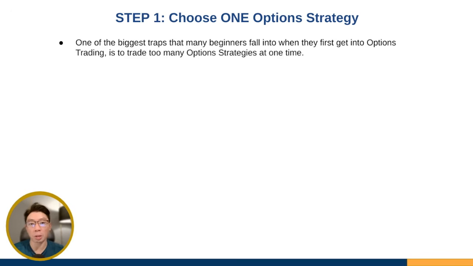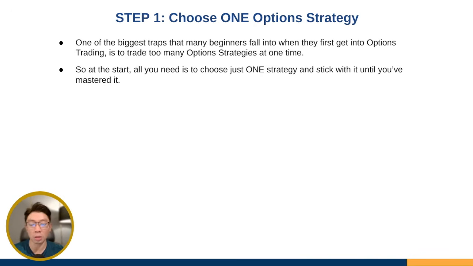So one of the biggest traps that many beginners fall into when they first get into options trading is to trade too many option strategies at one time. Not only does this overwhelm you, but it also leaves you very confused as to which one you should be using at which time. So instead of going for too many option strategies, what I'd like you to do is right now at the start, just choose one strategy to focus on, right? Just one strategy, stick with it until you've mastered it. And there's no reason why you cannot just choose one strategy and be profitable with it.